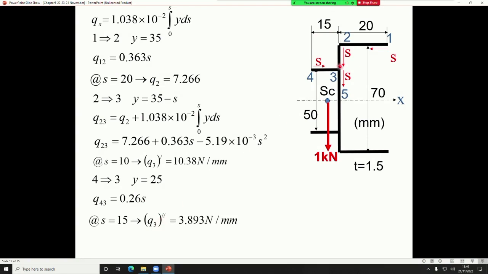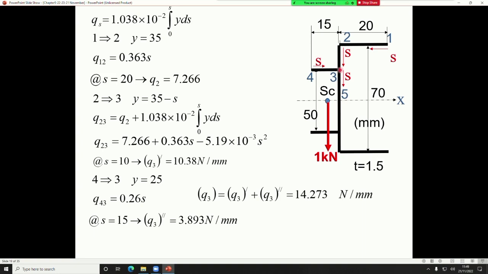Now, at this point, we've got two streams, like you have two streams of water coming. We have one river here, another river here. We're joining at this position. So the shear flow at this location is the summation of these two. So therefore, shear flow at point 3 because of panel 2, 3 and panel 4, 3 is the summation of these two. So at this point now we've got a shear flow of 14.273.